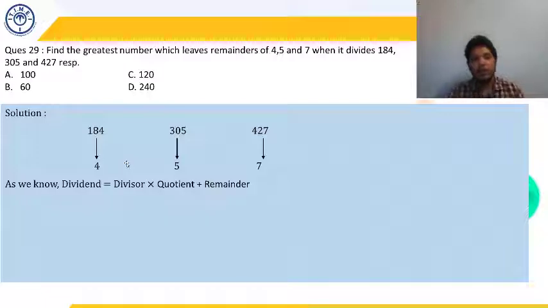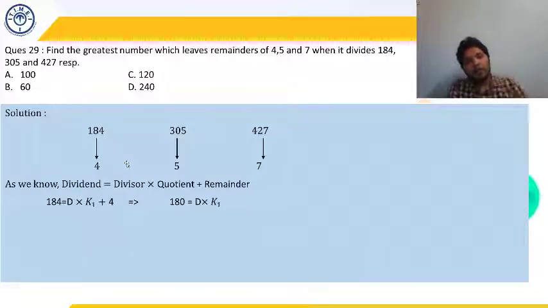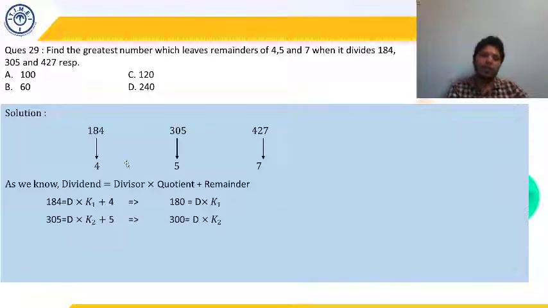Just plug in the values. If we divide 184, the dividend will be 184, divisor is, let's say, D, quotient I'll get K1, and the remainder is 4. So easily we can subtract, 184 minus 4 will become 180. So from the first we get the equation 180 is equal to D into K1. Similarly from the second, dividend will be 305, quotient K2, divisor remains the same D, and remainder will be 5. So we can take 5 to that side, and it will become 300 is equal to D into K2. Similarly we can do it for the third equation as well.